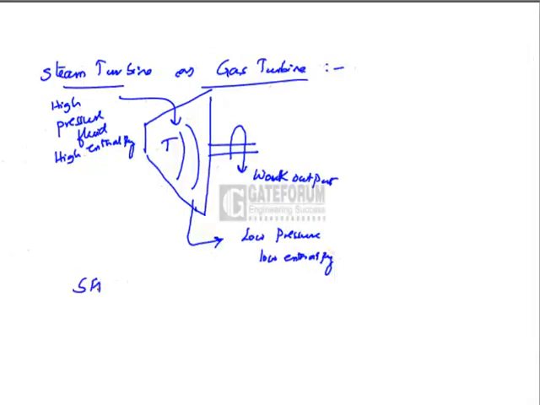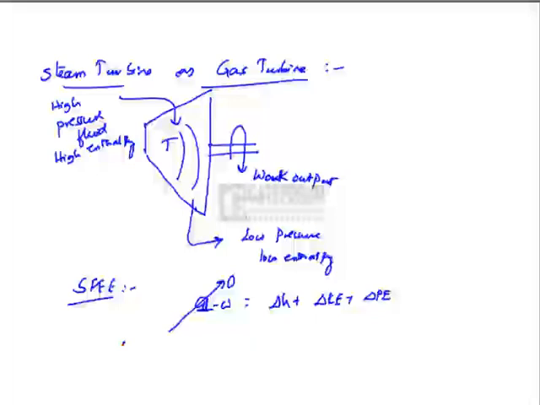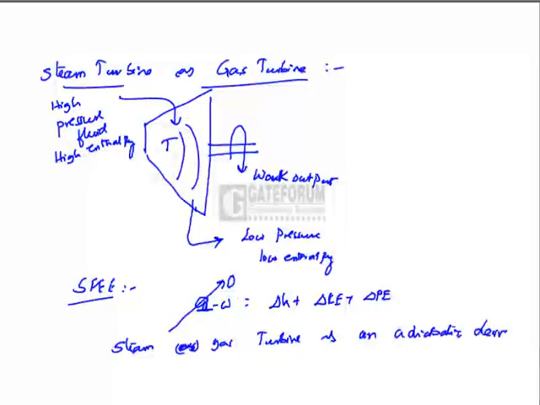writing steady flow energy equation, Q minus W is delta H plus delta KE plus delta PE. Many a times steam turbine as well as gas turbine is an adiabatic device. Change in potential energy is neglected. Change in kinetic energy is also many a times neglected.